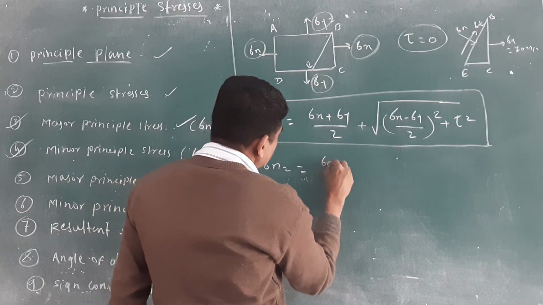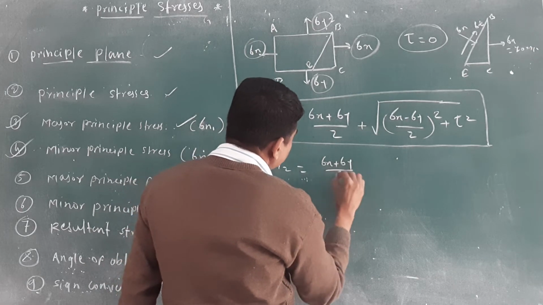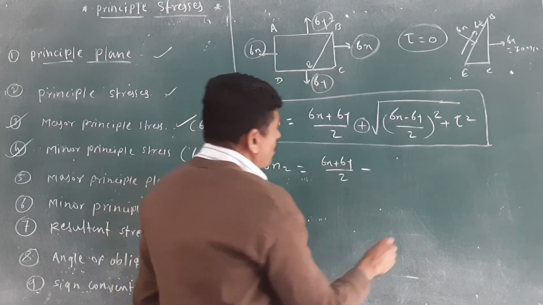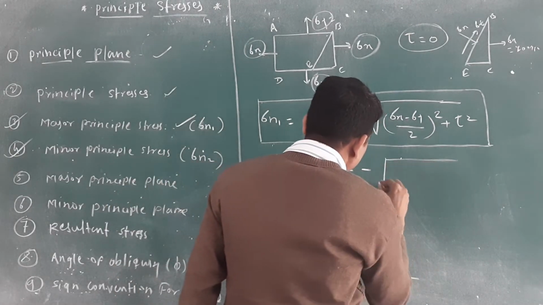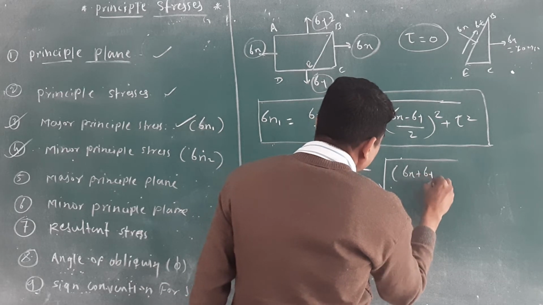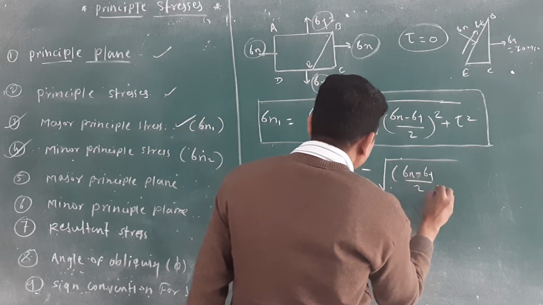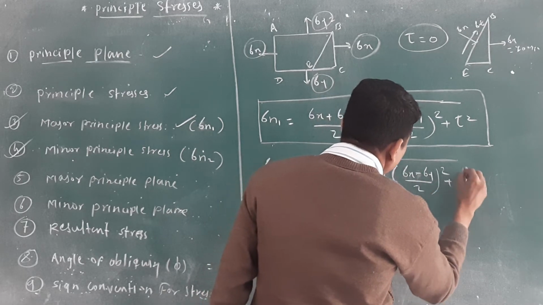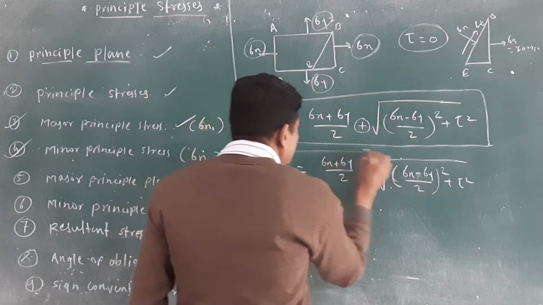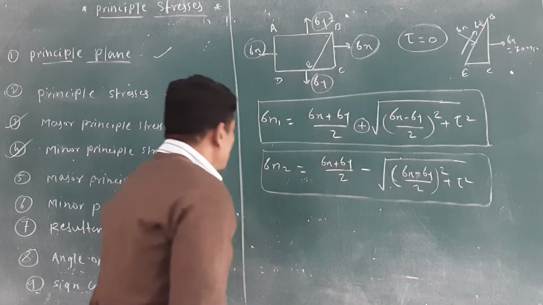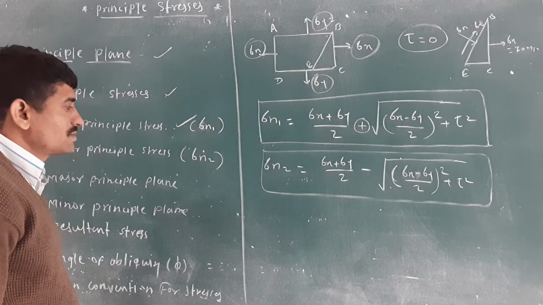see guys, only the sign changes here. This will be minus. This sign you will get as minus, and you have to write the formula as sigma x minus sigma y divided by 2, bracket square, plus tau square. With the help of this formula you can calculate the major principal stress and the minor principal stress.